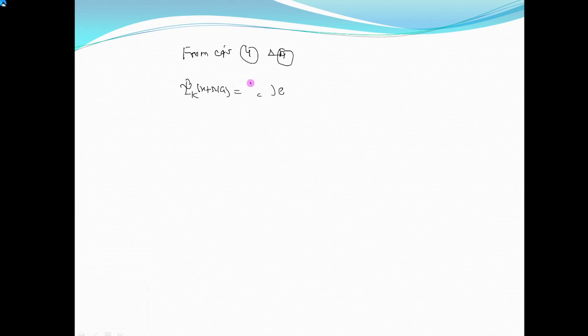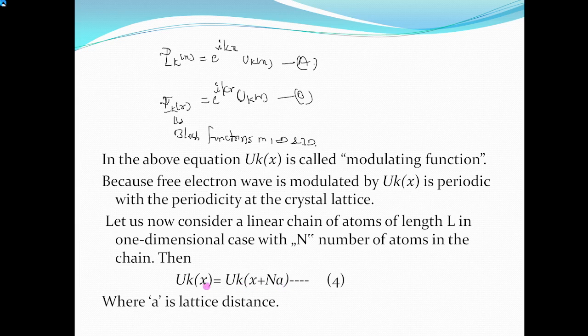So here I can write it as uk(x+Na) e power ik(x+Na). So this implies I can write this equation as psi k(x+Na) is equal to uk(x+Na) e power ik(x+Na). What is uk(x+Na) from equation 4? From equation 4, uk(x+Na) is uk(x).